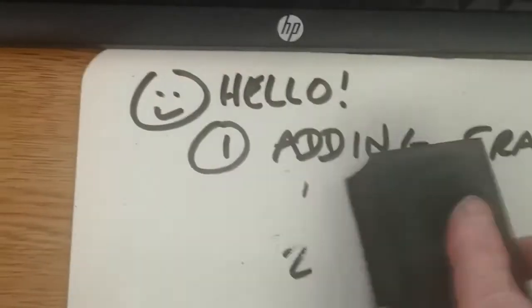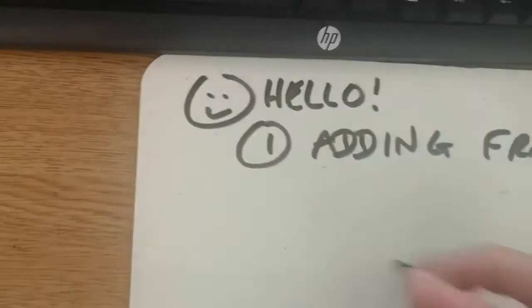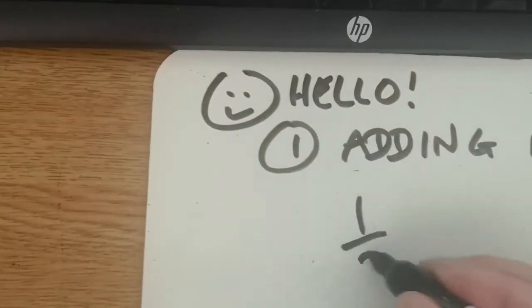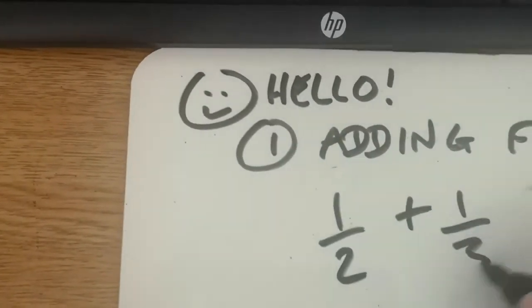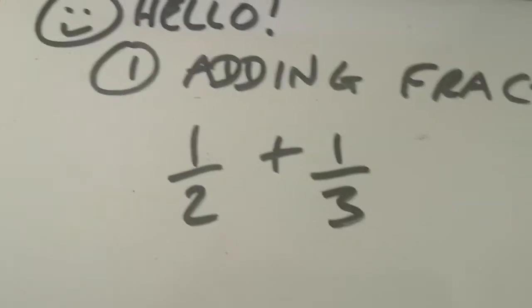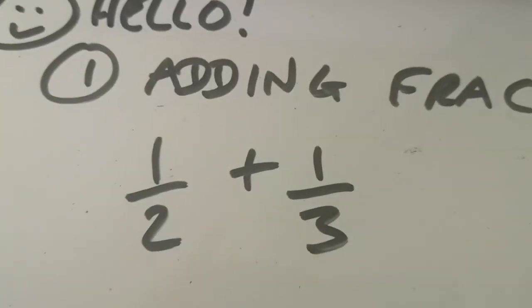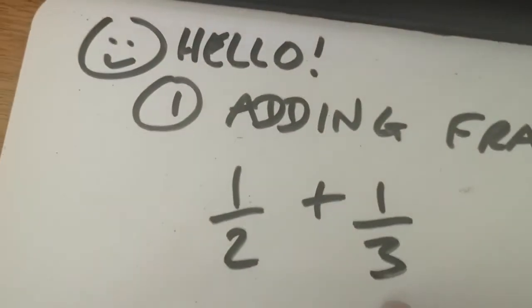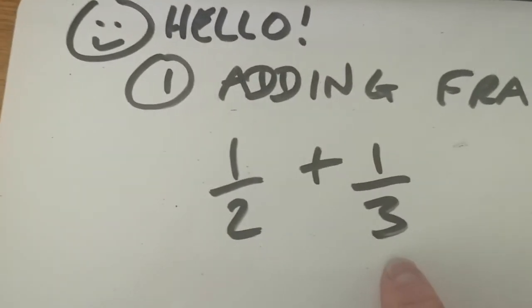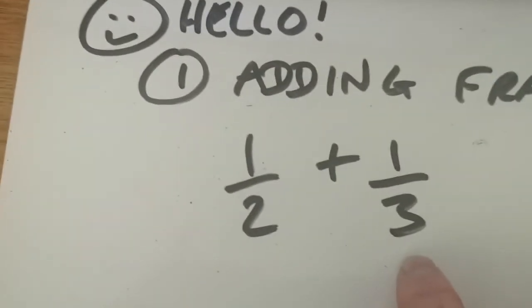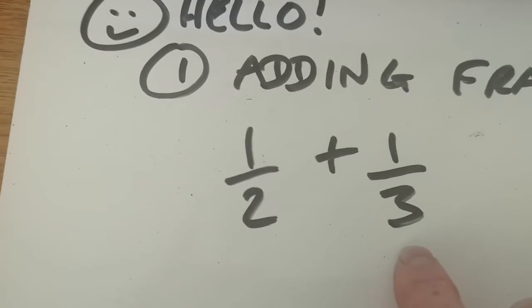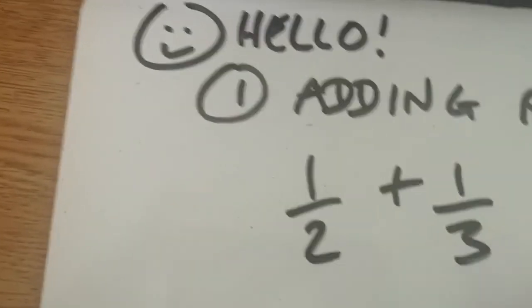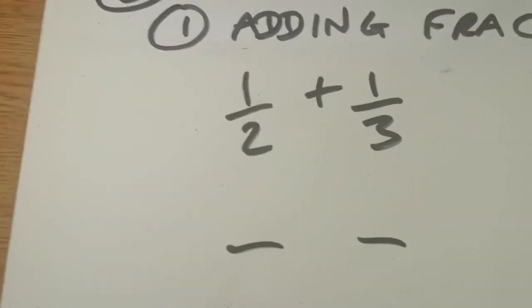Okay, so let's put that into effect and see if we remember what we've got to do when we do something like this. Half plus a third. Well, if you notice on this one, the bottom numbers are not the same as each other. Yeah, we've got a 2 here and a 3 here. In order to make these add up, we need to make them into equivalent fractions. We need the same numbers at the bottom.